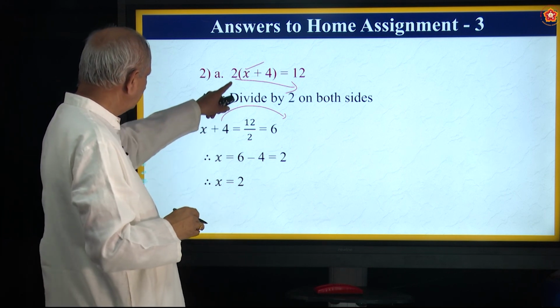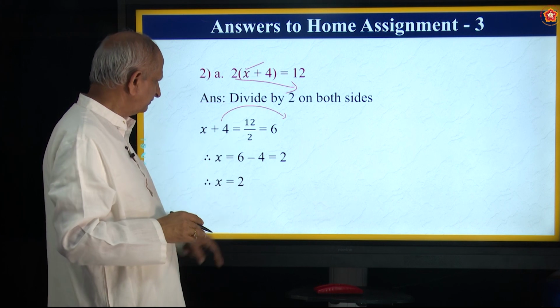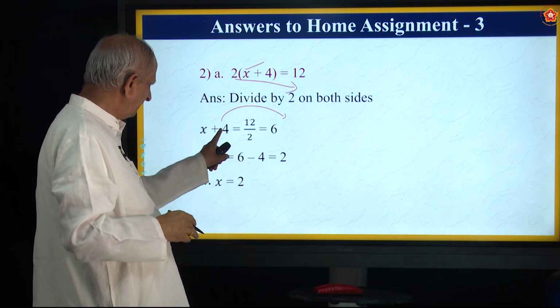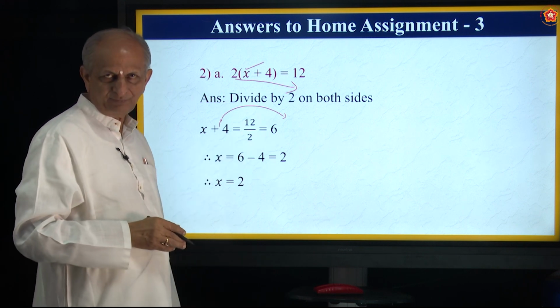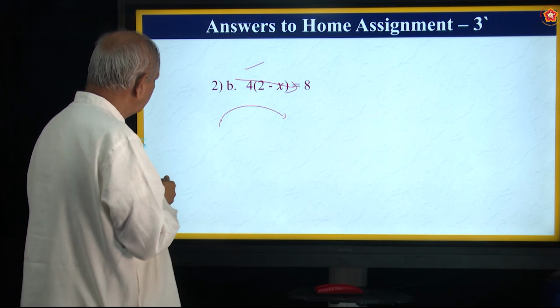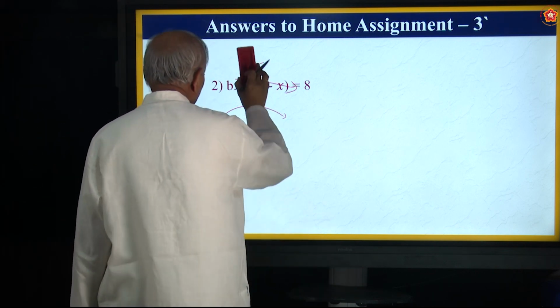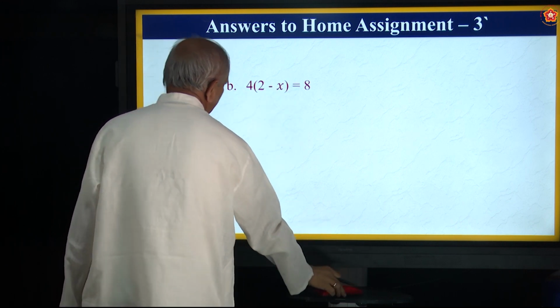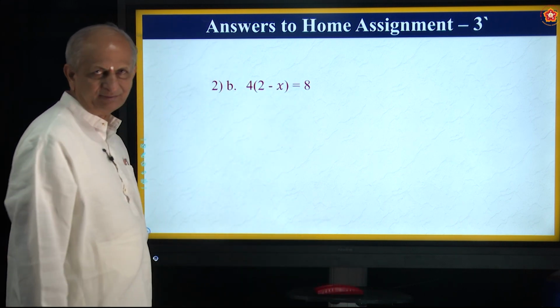So what have you done here? Brought this 2 to the right hand side. Then you got 12 by 2. Then plus 4 is brought to the right hand side and becomes minus. Okay. That is how you got the answer. Come on. Next problem. 4 into 2 minus x equals 8. What is the variable here?